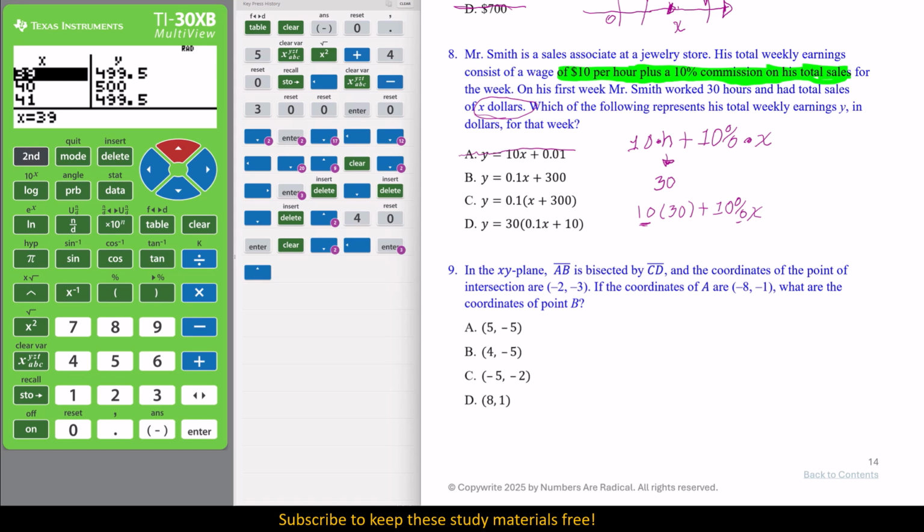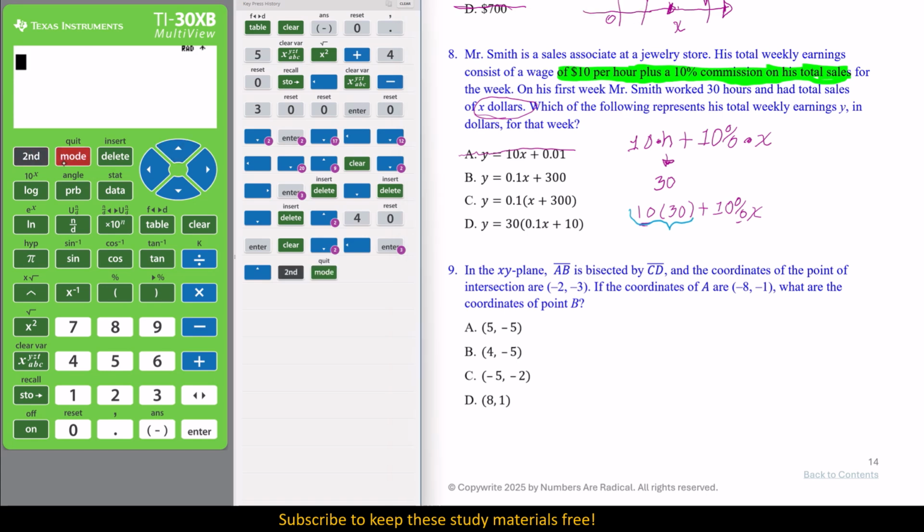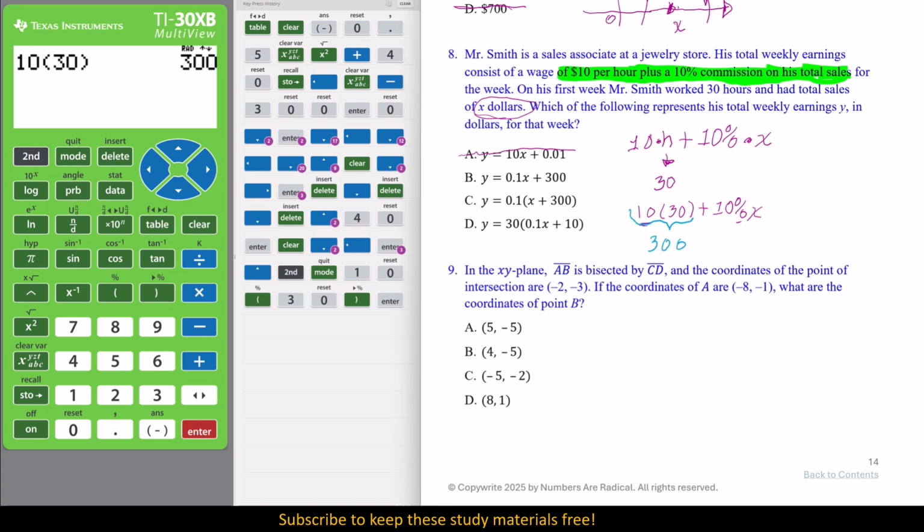What if we multiplied 10 times 30? I'm going to go back, and I don't like to do everything in my head when I'm taking a test or teaching. So that is 300. Great, that's 300. Well, what about this 10%? What should that look like? Let's put that in the calculator also.